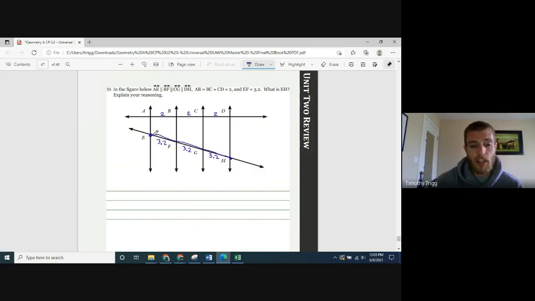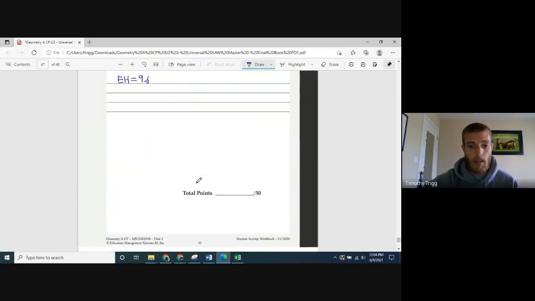So what would be that total distance going from E, walking all the way to H? Well, hopefully you can see that you just add 3.2 plus 3.2 plus 3.2. 3.2 times 3 is 9.6. So the length of EH is 9.6. And that's the last question.